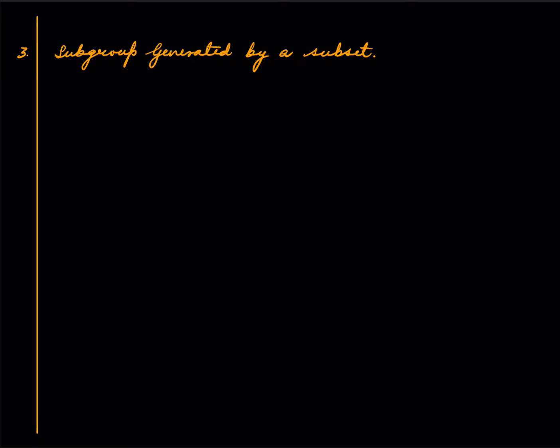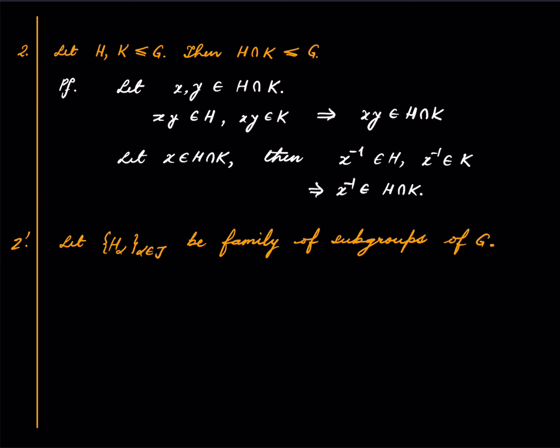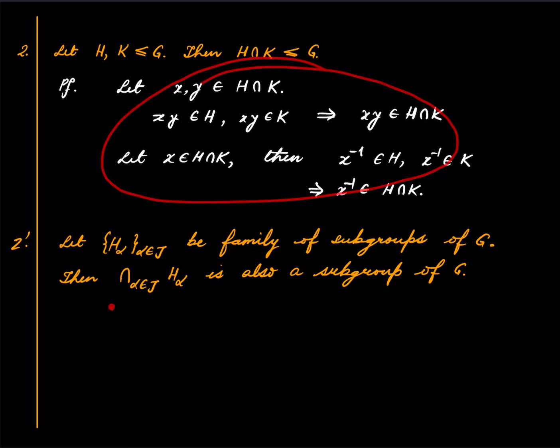Another very interesting example is the subgroup generated by a subset. So before I get there, let me generalize the previous one. Let H_alpha, alpha in J, be a family of subgroups of a group G. So what do I mean by family of subgroups? Basically, I'm not saying that we have only finitely many subgroups. It could be just some arbitrary collection of subgroups of a group G. So then the intersection is also a subgroup. And it's the same proof as the previous one. I will leave this as an exercise.